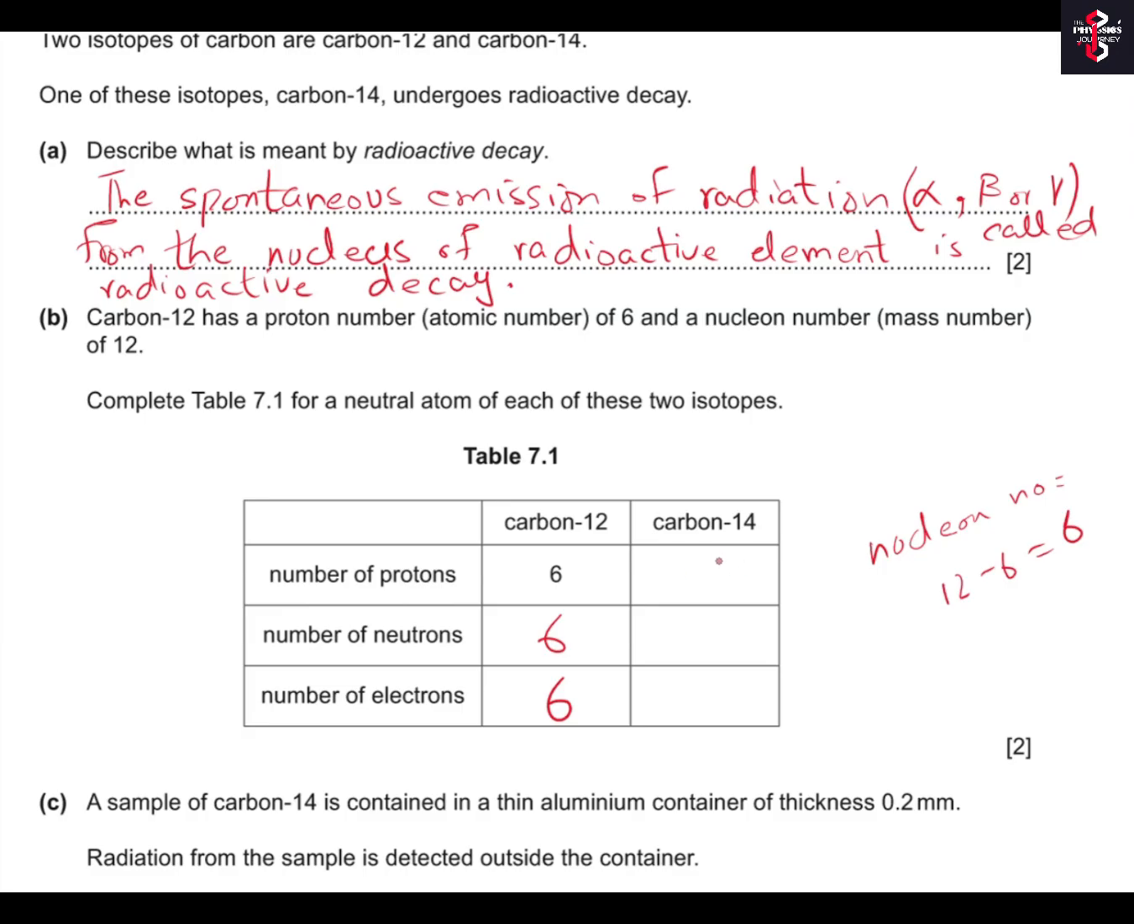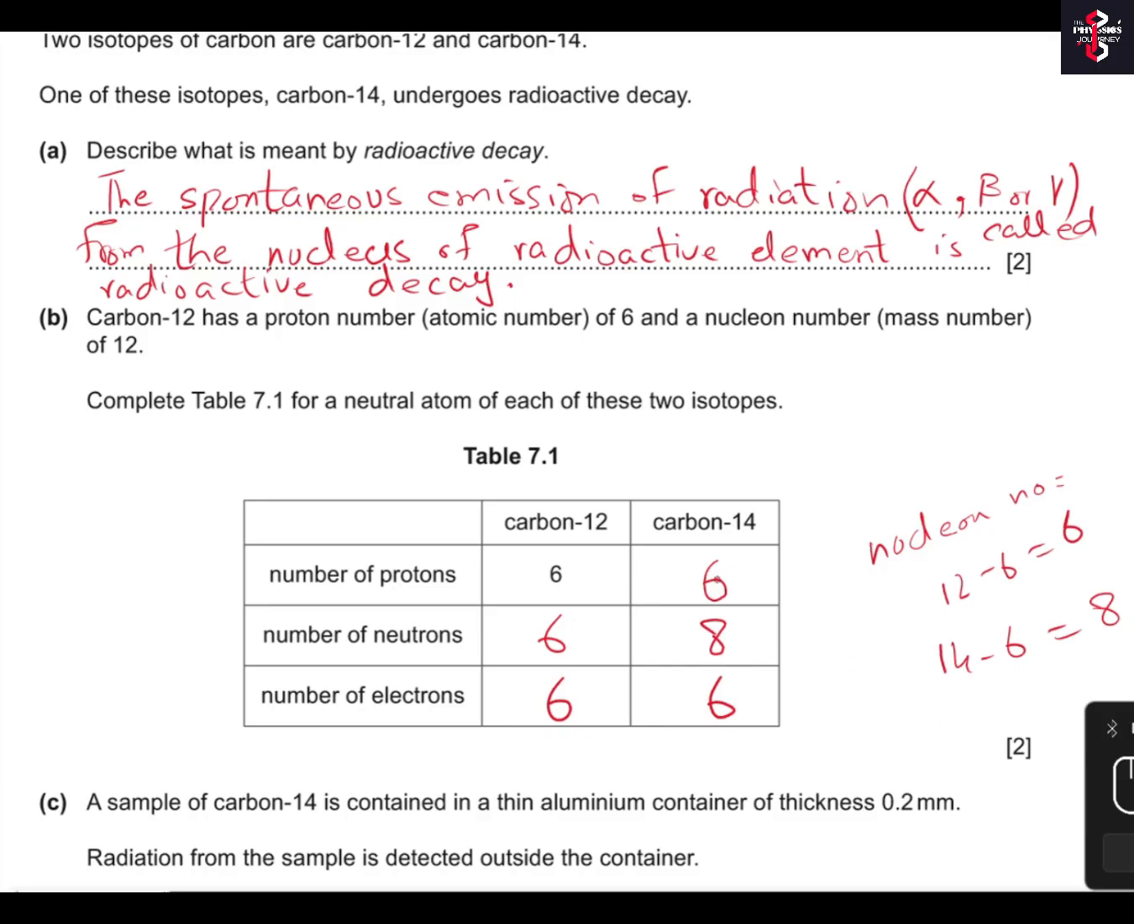Now, we know that isotopes are atoms of an element having the same atomic number but different mass number. So if the mass number is 14, and the atomic number is 6, it means that the number of protons and electrons are both 6, as it is the isotope of carbon. So again we subtract from the nucleon number: 14 minus 6 gives us 8, which is the number of neutrons.